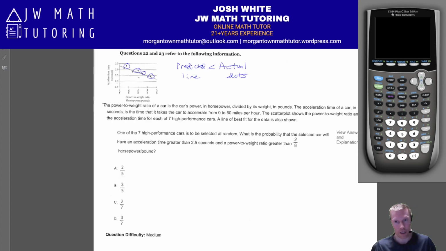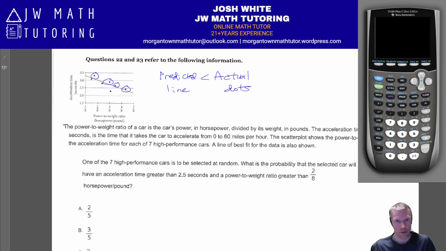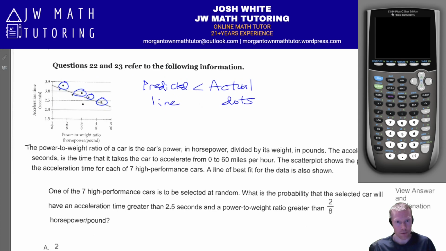All right, now looking at 23, which again deals with the same information. Just zoom in so again the graph is nice and visible. Okay, so now it wants to know the probability, not how many, that if you select a car at random, it'll have an acceleration time greater than 2.5 seconds and a power to weight ratio greater than 2/8. So we need acceleration times which are greater than 2.5 seconds.